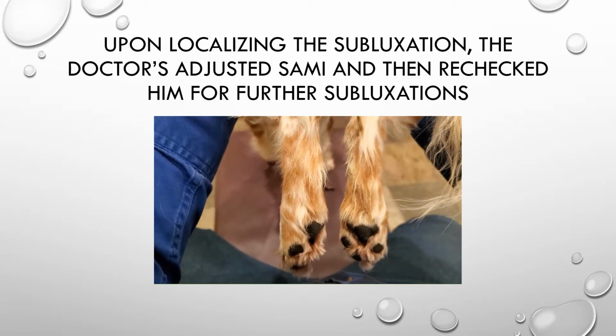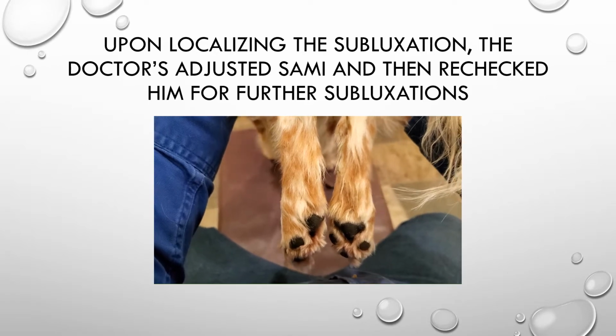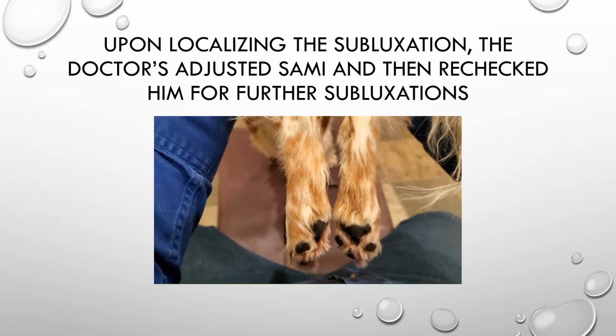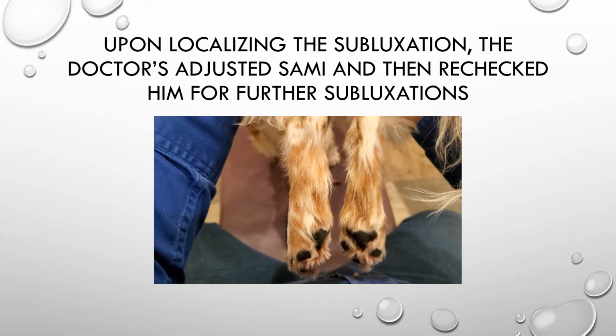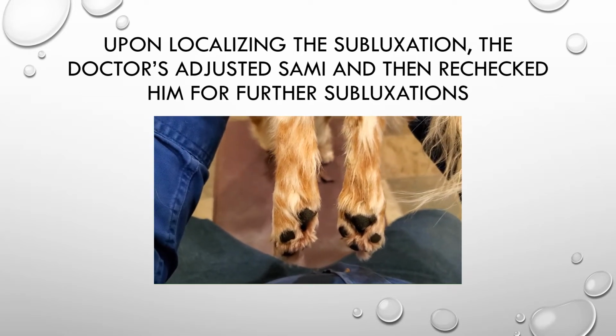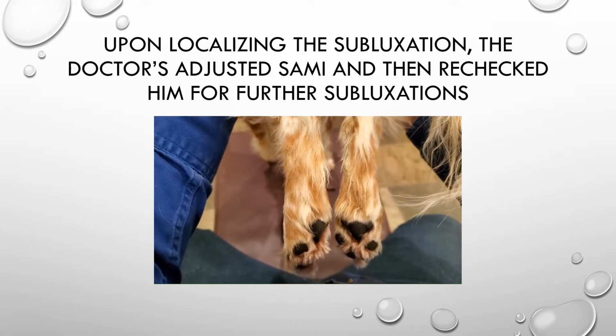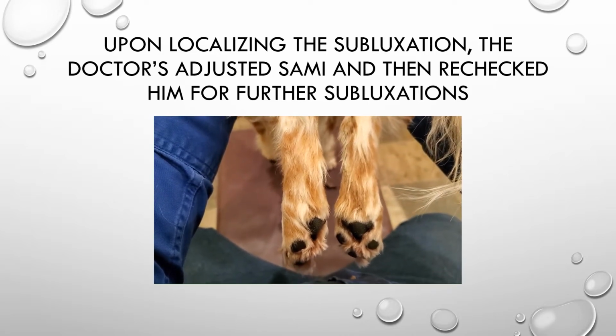Once his subluxation was localized, which it happened to be in the first cervical vertebrae, the one that's right behind his ears, we adjusted it, and then we rechecked him for further subluxations. In this video, we see that as we turn his head from side to side, his legs don't move, they remain the same length.